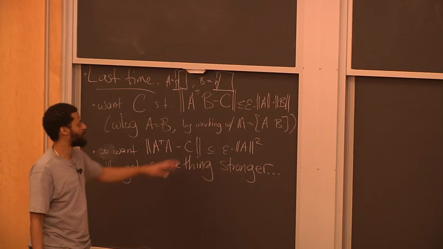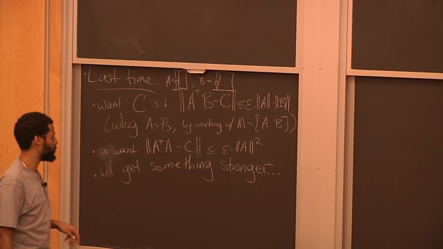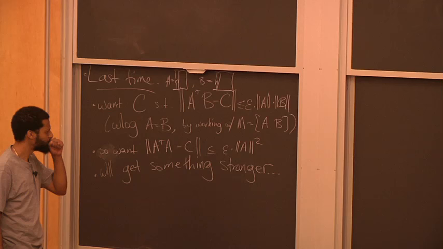So instead, I want to somehow quickly compute some C such that C is close to A transpose B in some norm. Last time we did Frobenius norm error, and there were two ways, sampling and random projections. Basically, all these norms here were Frobenius norms. And today, we're going to do operator norms.